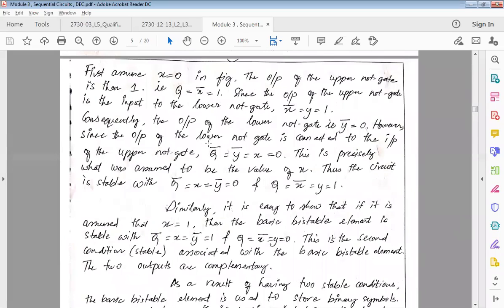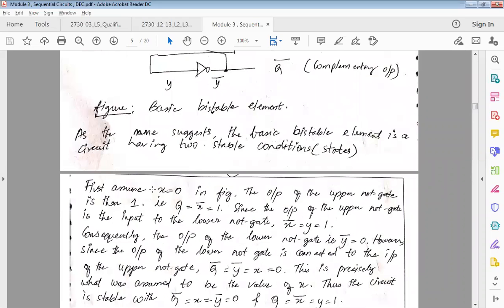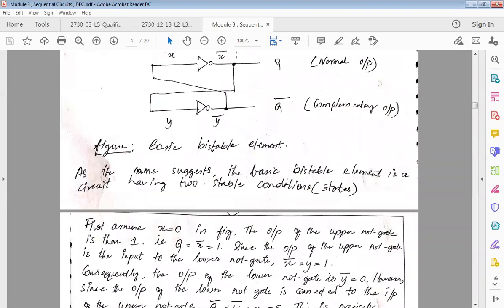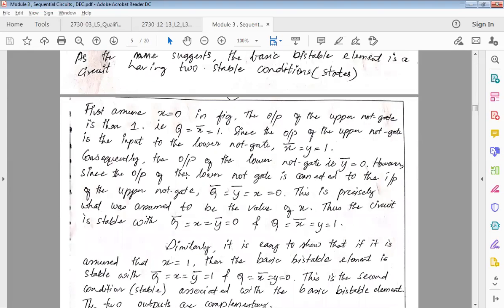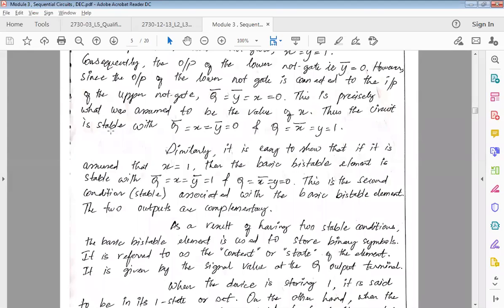However, since the output of the lower NOT gate is connected to the input, 0 is there. This is precisely what we assumed to be the value of x, right? So we had assumed initially what? X is equal to 0. So that is also working out, because here also we are getting 0. Because we got 1, 1 is coming here, and we had assumed x is equal to 0. So this is actually working out for us. Thus, the circuit is stable with Q bar equal to 0 and Q equal to 1.